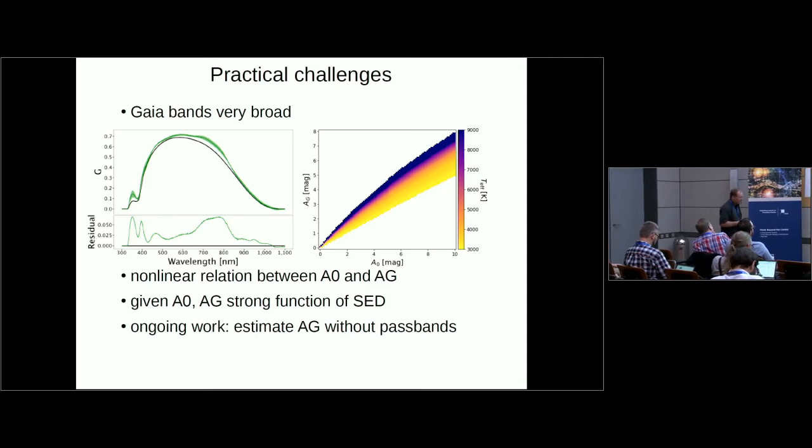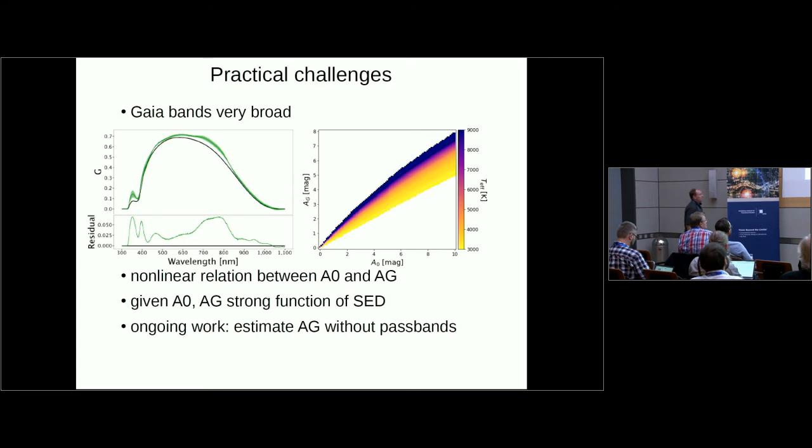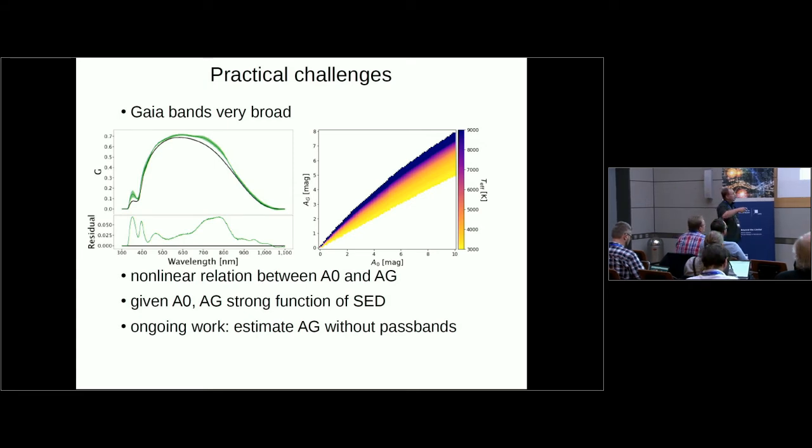You have several nasty effects. First, the relation between A0, which is your actual extinction parameter in your extinction law, and the extinction that is effective in your G band, in this broad band, is very nonlinear. You can see this curve is bent. And the second problem is, even for a given A0, there's a huge spread in the effective AG extinction, which is a strong function of your temperature. So the effective extinction is a function of the intrinsic SED shape of your star. These things don't make life easier, and we are still working on it.